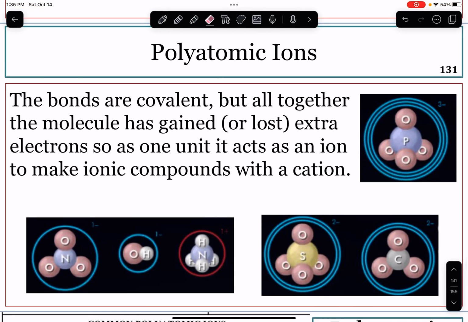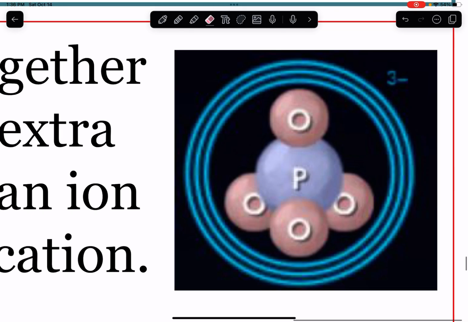So let's look at this a little closer again. The bonds are covalent, but altogether the molecule has gained or lost an extra electron, or more than one electron, so that the entire unit, or little molecule, is going to act as an ion and make an ionic compound. So let's look at this. We have phosphorus with 4 oxygen atoms, where you can see their electron clouds are overlapping a little bit, so they are covalently bonded together. But altogether, these 5 atoms have gained a total of 3 electrons, giving it a 3- charge.